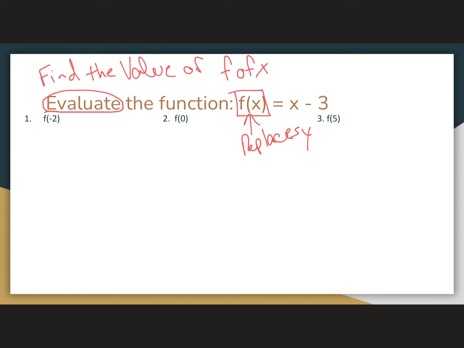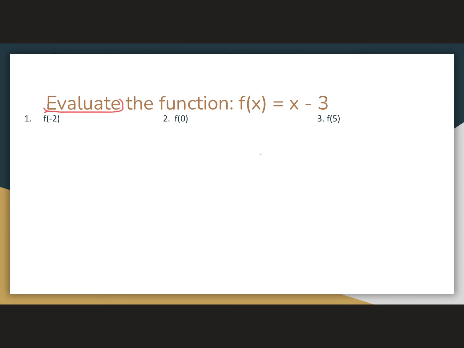So let me just erase this real quick. F of x simply replaces our y, and we read it as f of x. I know it looks like f times x, but it is read as f of x. So we're being asked to evaluate this function f of x equals x minus 3 at f of negative 2. When I see f of negative 2, notice that the negative 2 is where the x is. So that means that we are going to replace the x in the rest of the equation with negative 2.